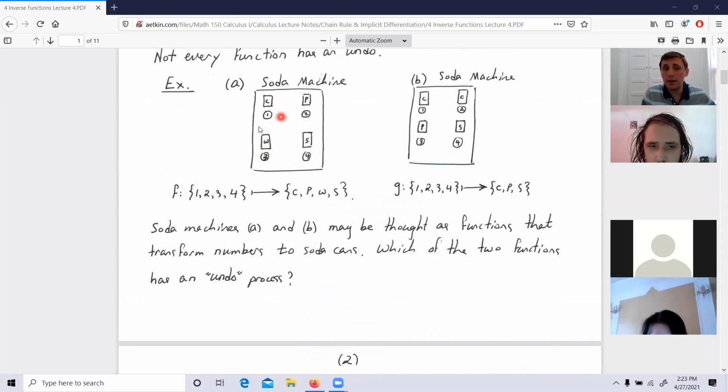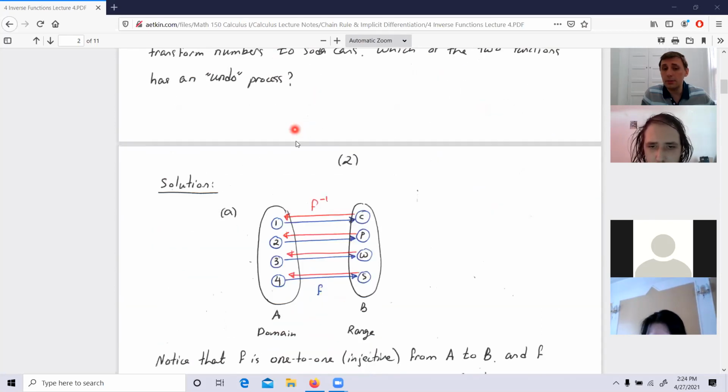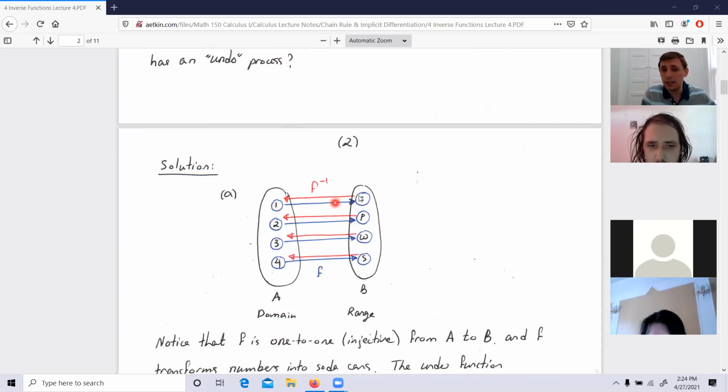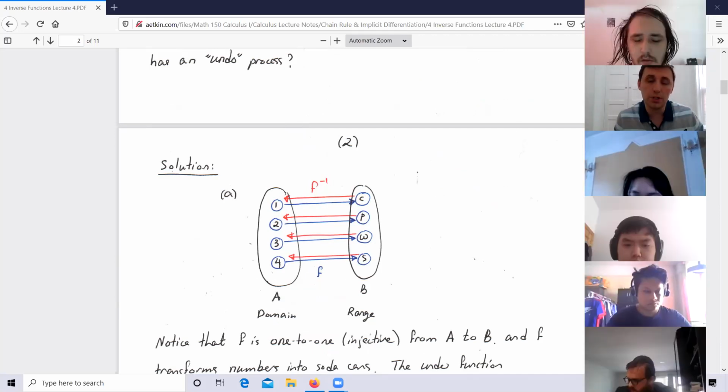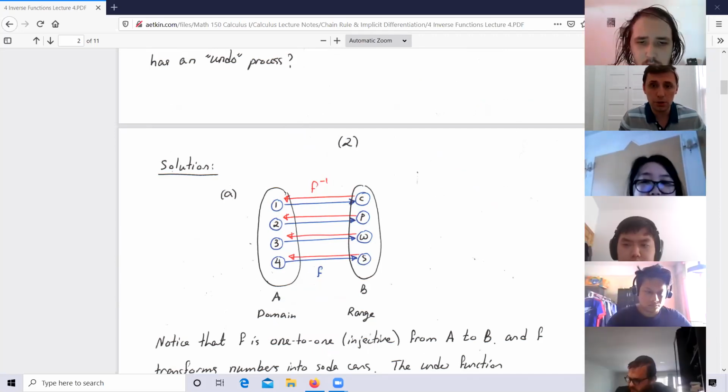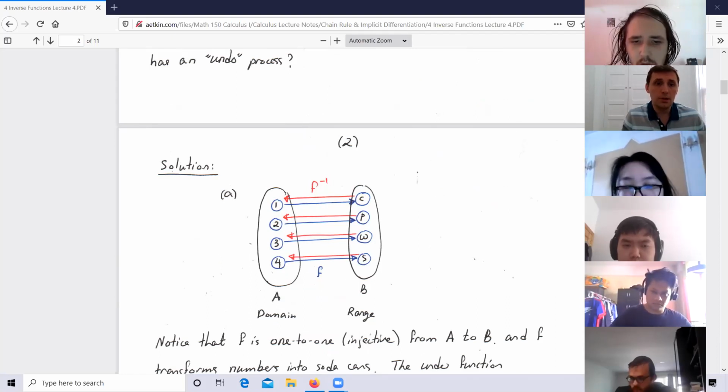Now, function f is invertible because I can create a reverse operation, an undo operation. I can put in Coca-Cola and it will transform it back to the number 1. I can put in Pepsi and it will transform it back to the number 2. In other words, each item has a unique origin and I can trace it back to its unique origin. I can undo what happened to it. You understand?